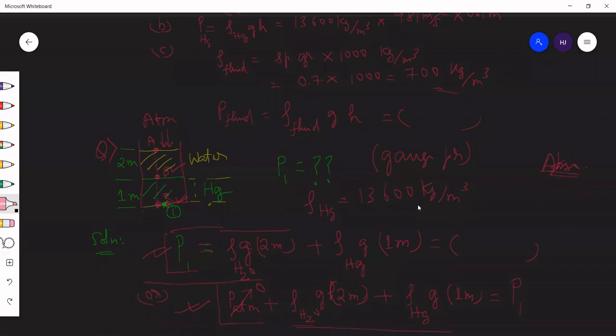So just you put the values. Density of water is 1000 kg per meter cube. Density of mercury is 13,600. Okay. G is 9.81. You put the value, you will get the answer.